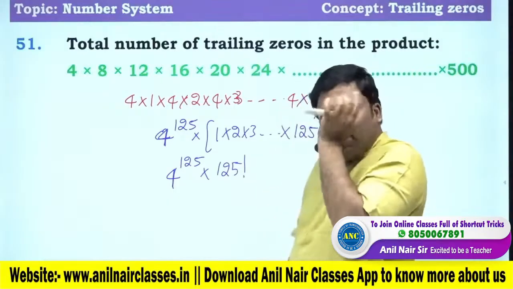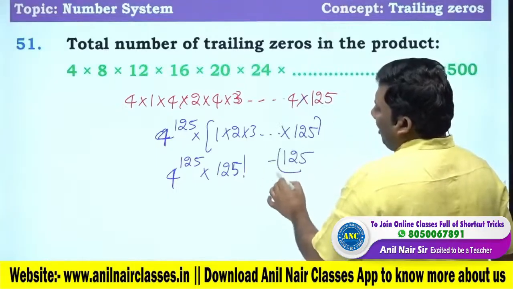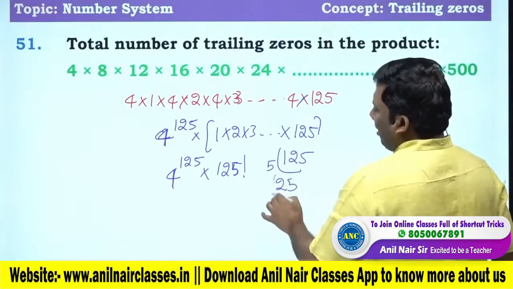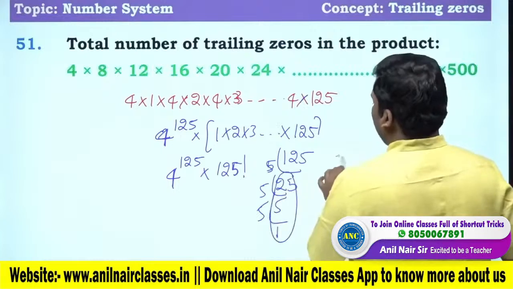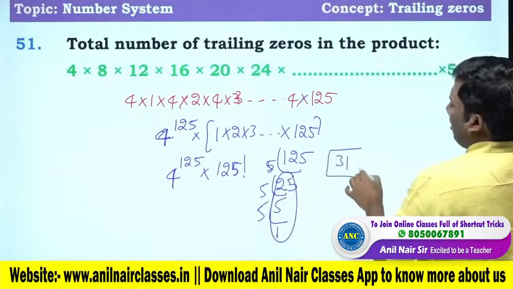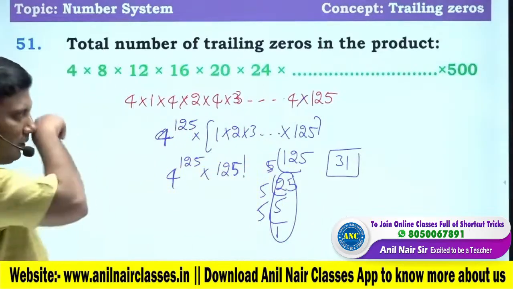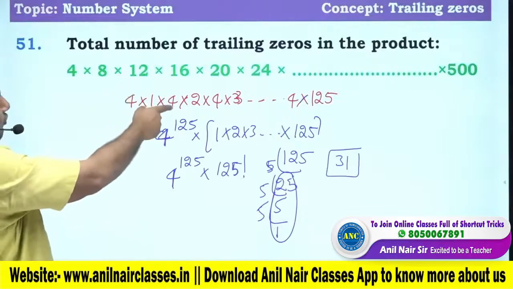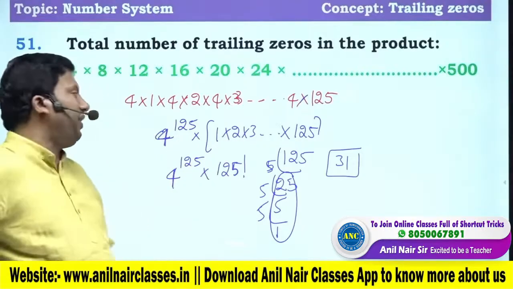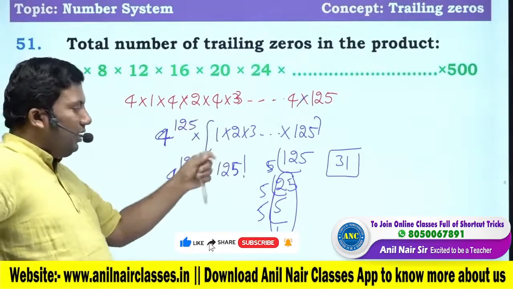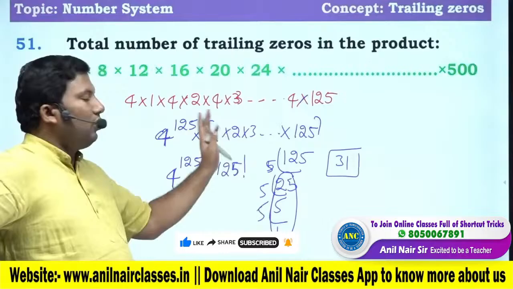For factorial numbers, the number of zeros at the end depends upon the highest power of 5. 5 25s are, 5 5s are, and 5 1s are. So 25 plus 5 plus 1. The answer for this question is that the number of trailing zeros will be 31. 4 1s are, 4 2s are, 4 3s are, 4 125s are: 4 power 125 into 125 factorial. For 125 it will be 5 25s, 5 5s, 5 1s. 31. So the number of zeros will be 31.